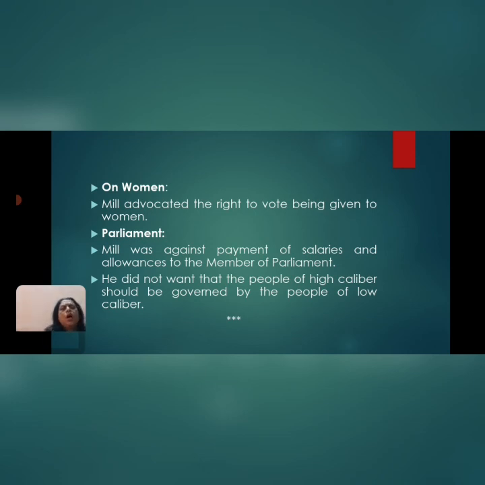Next, Mill has contributed his ideas on the parliament, but here we see that Mill is totally different from the other thinkers, where Mill was against the payment of salaries and allowances to the members of the parliament. He did not want people of high caliber to be governed by people of low caliber.